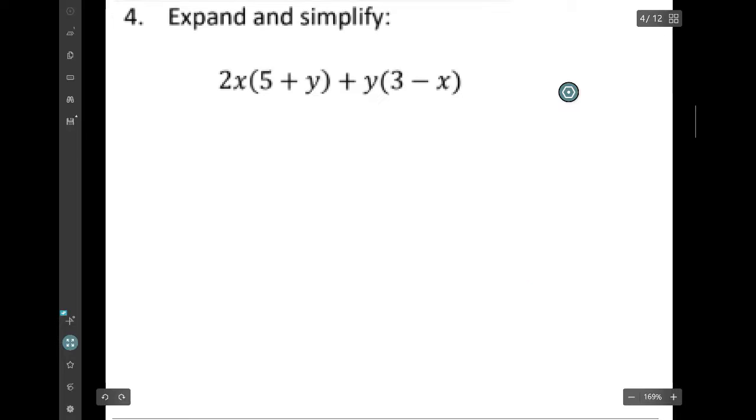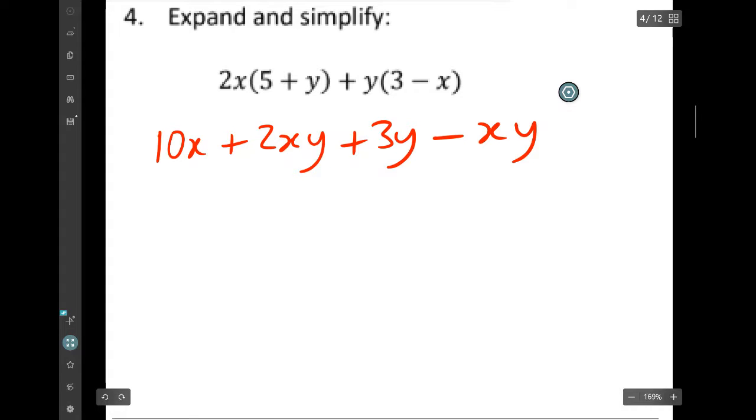Okay, question 4. Expand and simplify. Right, again, distributive law. So we're going to do 2x times 5 is 10x. 2x times y is 2xy. Y times 3 is 3y. And y times negative x is negative xy. See what you can simplify?